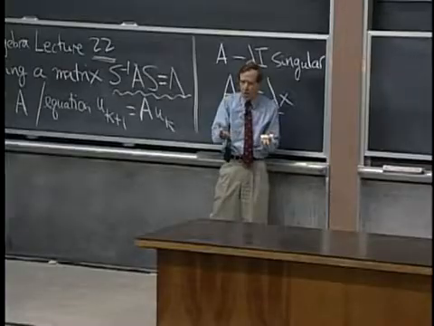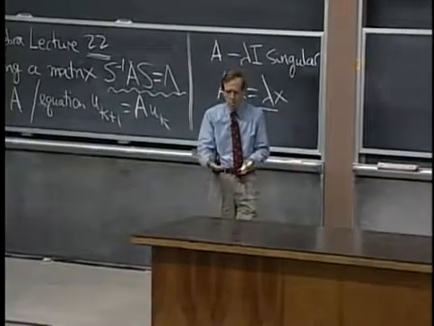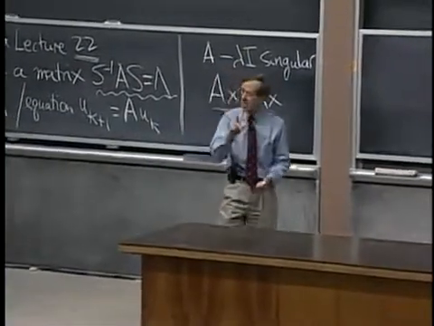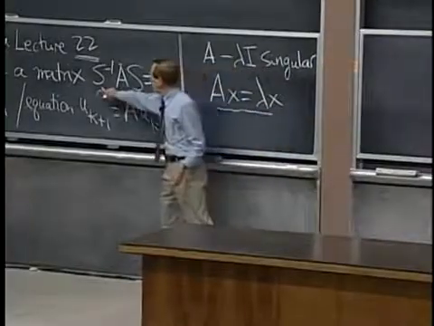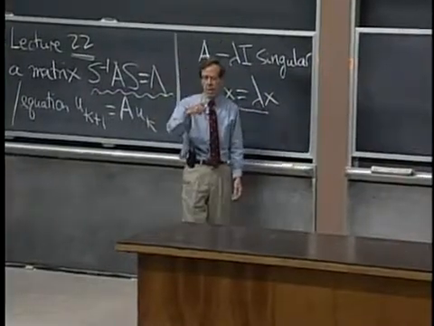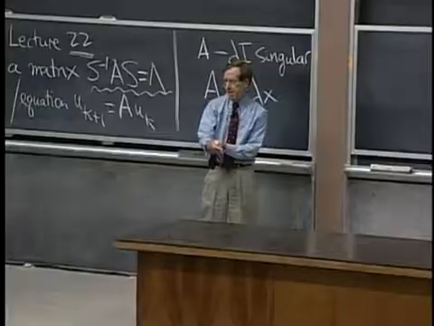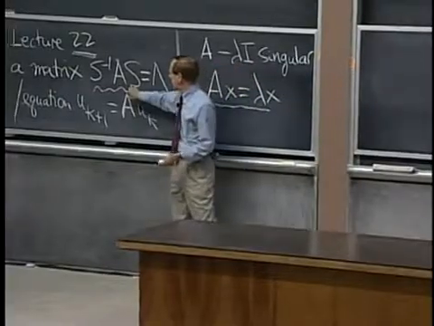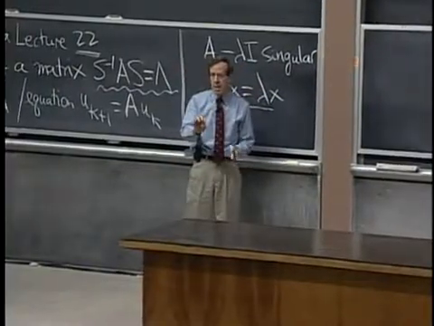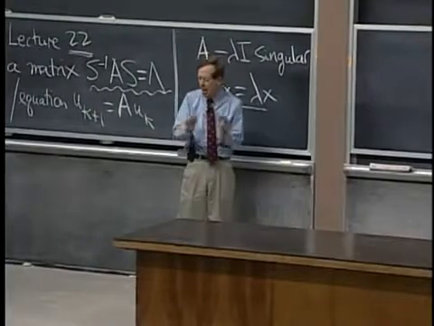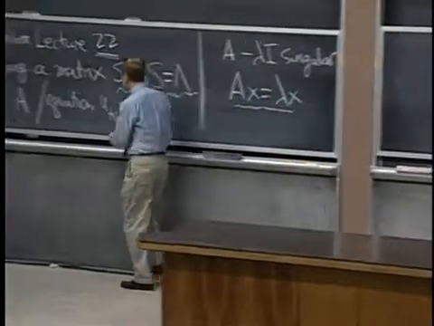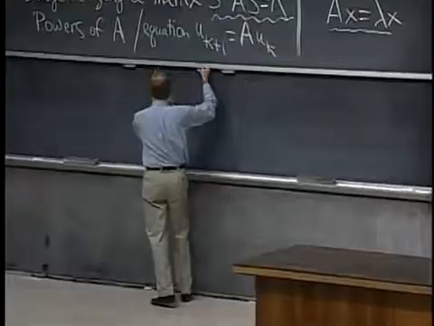So can I show you what happens there? And notice, there's an S inverse. We have to be able to invert this eigenvector matrix S. So for that, we need n independent eigenvectors. So that's the case. Okay.